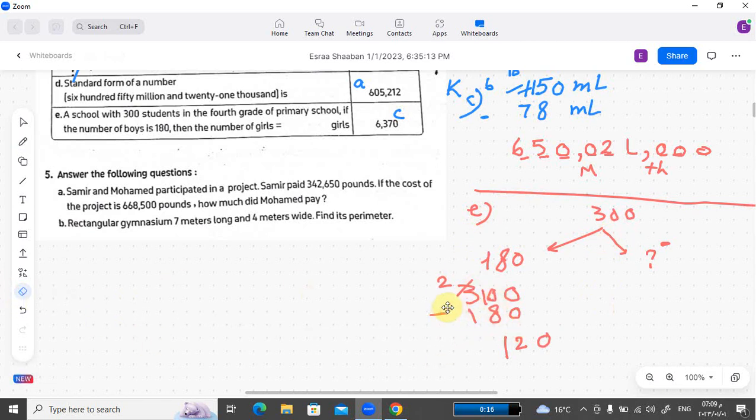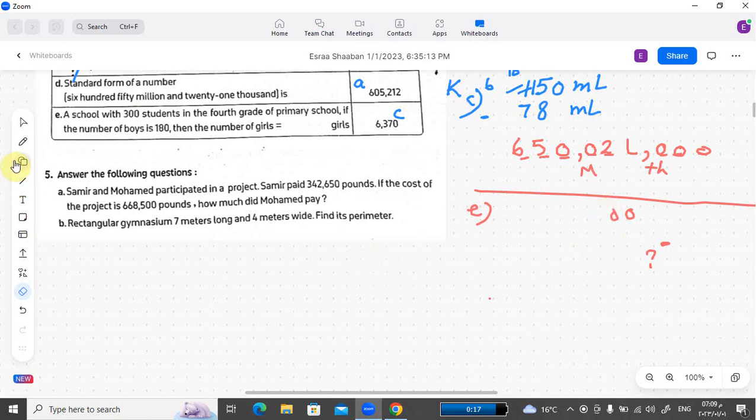Here we have answered the following questions. Letter A. Samir and Muhammad participated in a project. Participated means like share, okay, in a project. Samir paid 342,650 pounds. If the cost of the project is 668,500 pounds, how much did Muhammad pay?